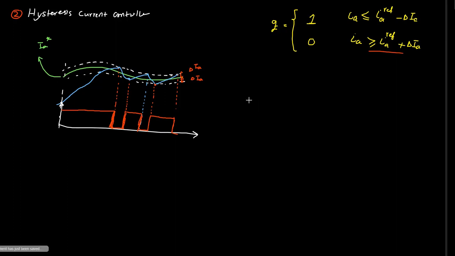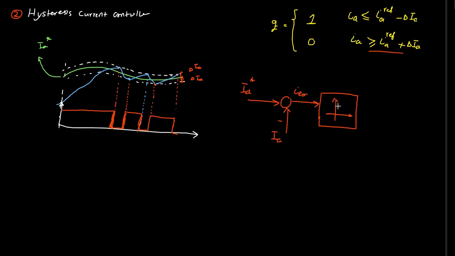So simply this can be implemented as a comparator, which is IA reference minus IA. This will be the error, I error, that will go to the band controller, which decides on the error, and after that we are getting the gate pulse, which is the Q1 for switch S1, and the complement value for this one is the S2 gate pulse.